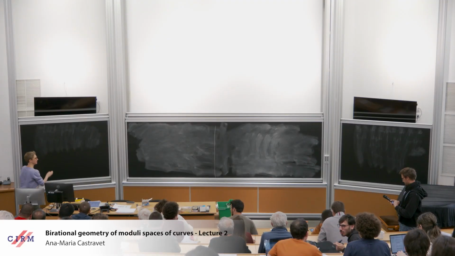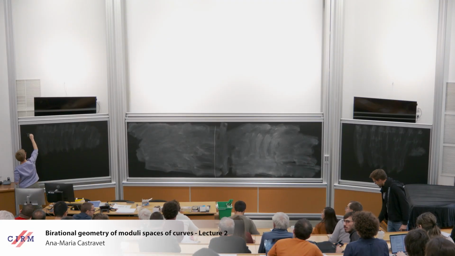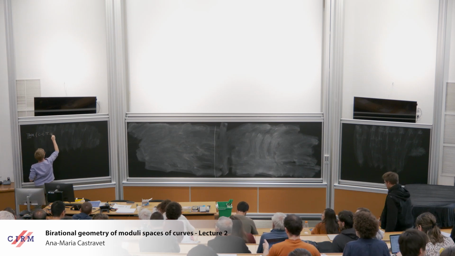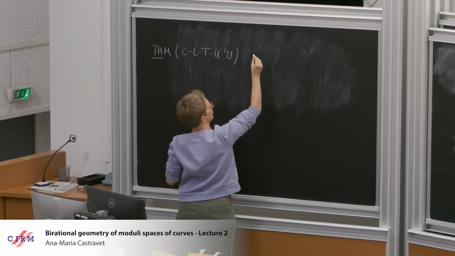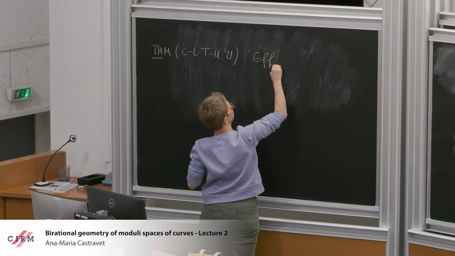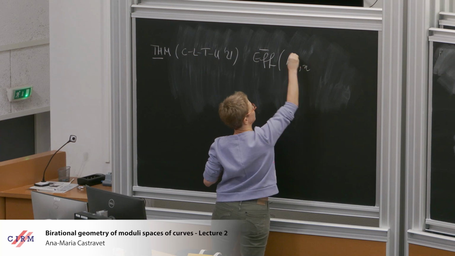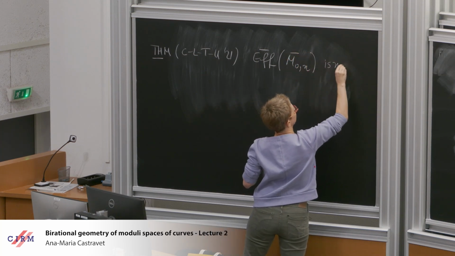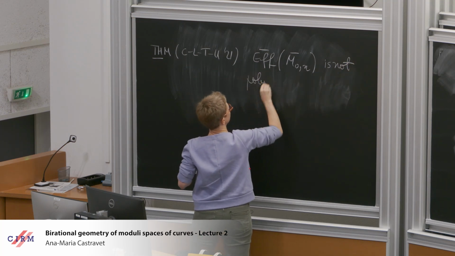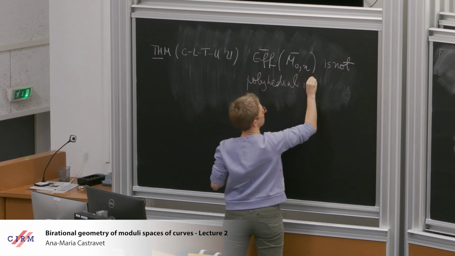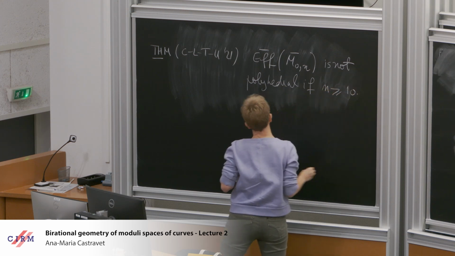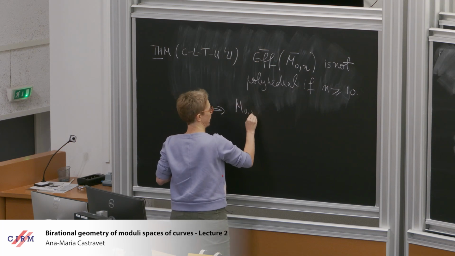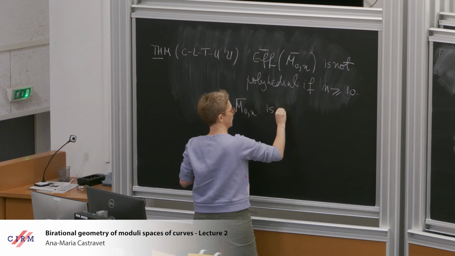So today I want to start discussing the proof of the theorem with Antonio Laface, Jenia Tevelev, and Luca Ugaglia. Namely that in any characteristic, the effective cone of the moduli space M0,n bar, stable rational curves with n marked points, is not polyhedral if n is at least 10. And let me recall that this also implies that in the same range, this is not a Mori dream space.